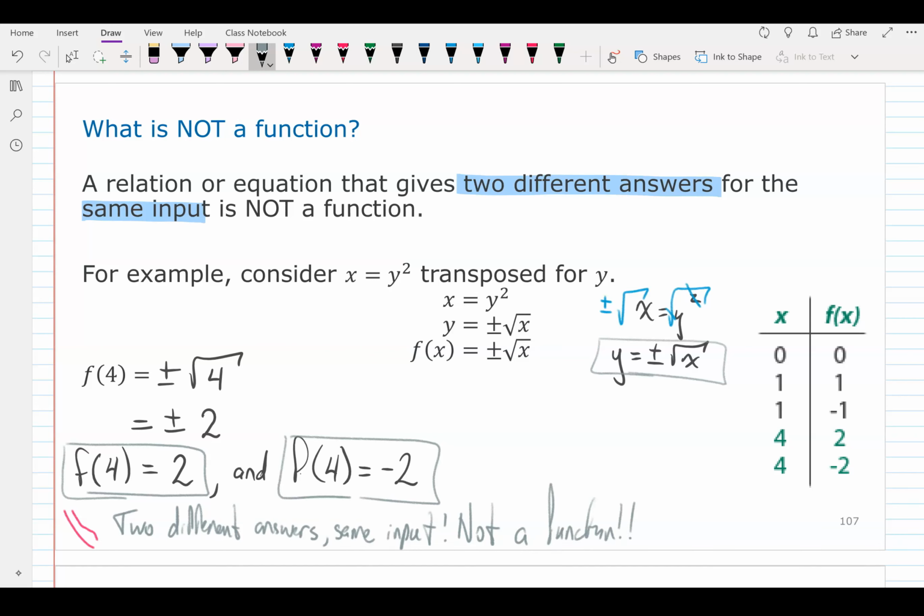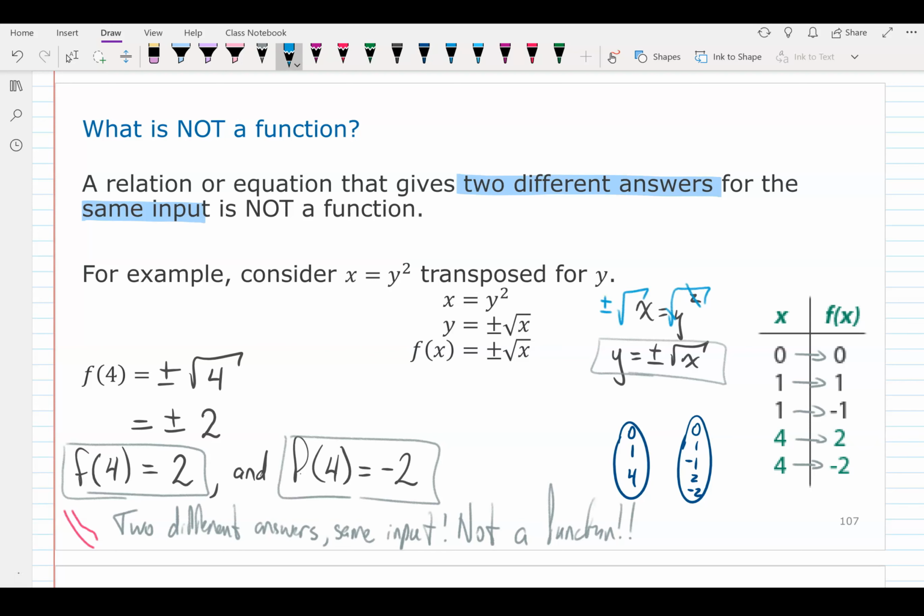Let's do a quick map here. If you put 0 into this function, you would get 0. If you put in 1 to this function, you get 1. If you put 1 in, you also get negative 1. 4 gives 2. 4 also gives negative 2. Let me draw my little diagram here. Let's find some space. Okay. Let's put all the possible inputs, all the possible outputs, okay? Just to make it simple. All the inputs, 0, 1, and 4. All the outputs, 0, 1, negative 1, 2, negative 2.